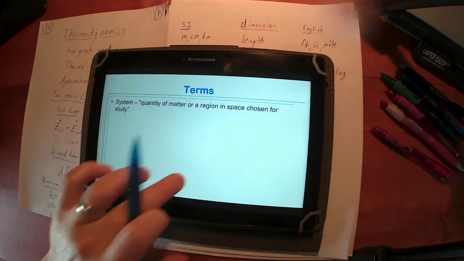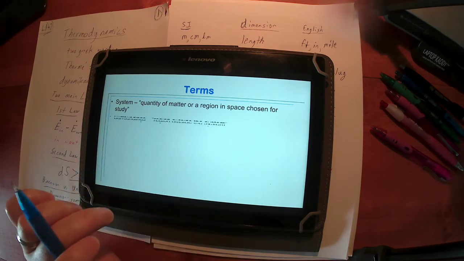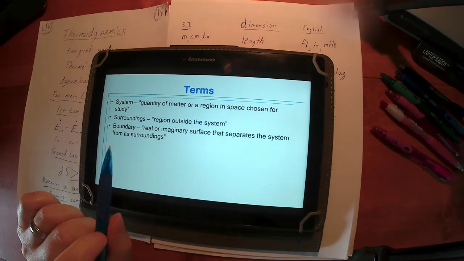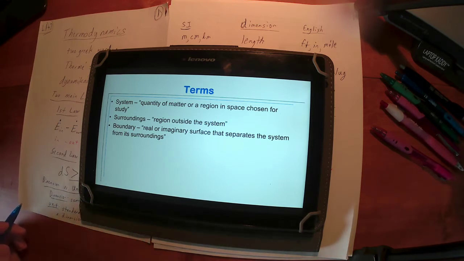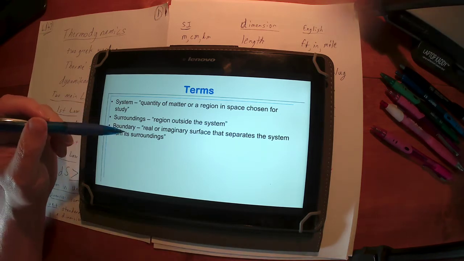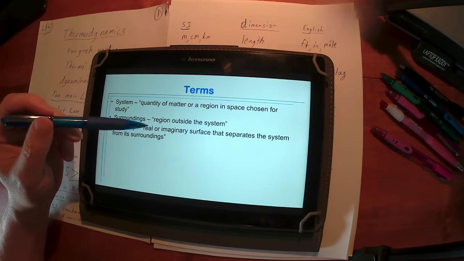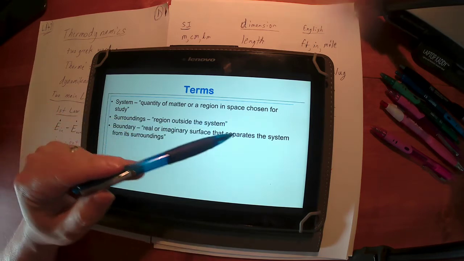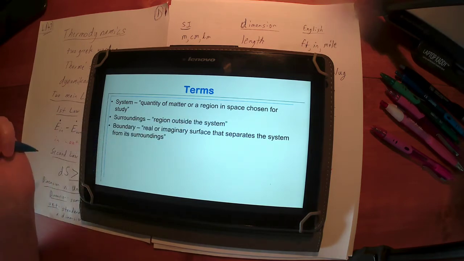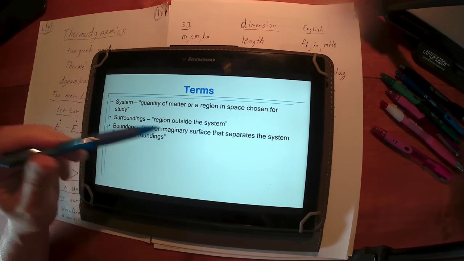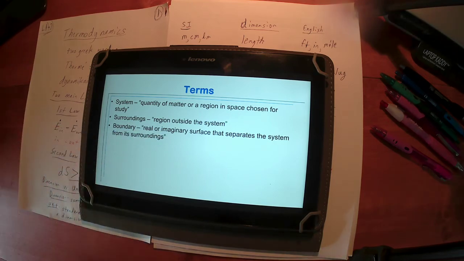So, to go along with that, some other definitions here. If my system is just something that I can isolate from its surroundings to study it, that means I need something to make that isolation. The boundary is what we call the real or imaginary surface that separates the system from its surroundings, the surroundings being anything outside of the system. Now the boundary can be real or imaginary. If I want to consider my body a system, then my skin serves as a really good boundary.